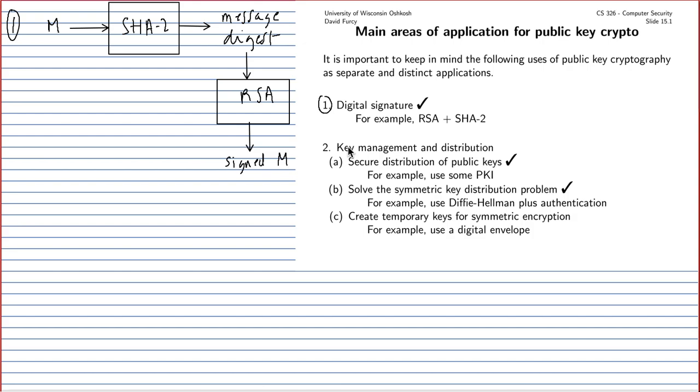Now we have three other kinds of application. They're all related to solving this problem of key management and how to distribute keys among parties in a communication scheme that requires encryption. So the first application in this context will be the secure distribution of public keys. This is what we discussed in a previous video, including the PKI or public key infrastructure. And the main mechanism here in that context was the public key certificate.